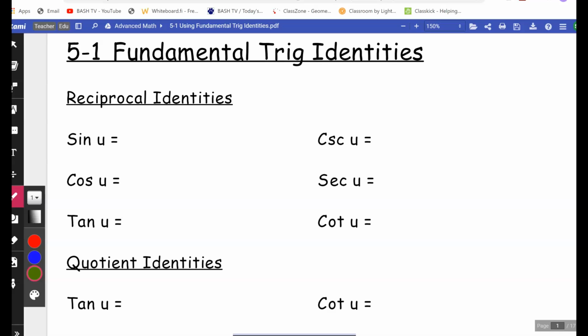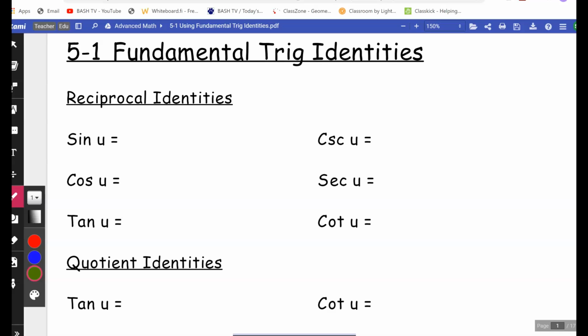We're going to go through a little lesson here. As you can see, the title is 5.1, Fundamental Trig Identities. That word identity, another word for it would be maybe a rule or a formula, a fact. We're going to go through today the different identities dealing here with trig that we are going to use for the future. And this is a pretty important section that we're going to start here.